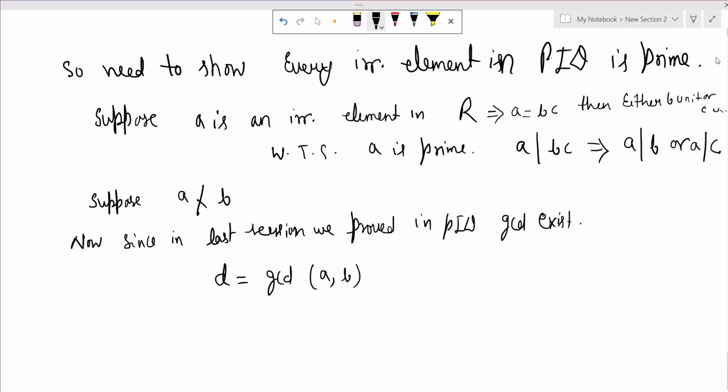So how will we proceed? D divides the GCD of A, B. So D divides A, right? So either B is a unit or C is a unit. It remains some subcases to prove. Okay, let's black box this statement. Maybe I can do this one next time. It is an easy statement, but I don't know why it's taking me some time.